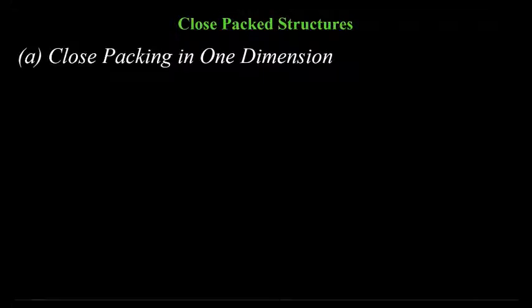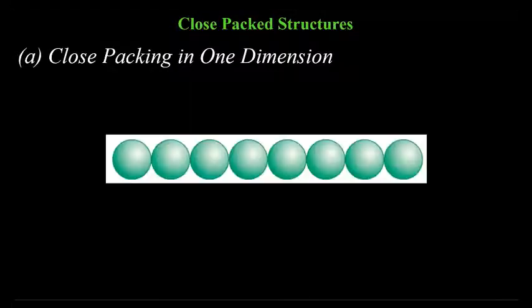Next, closed packed structures. Let me see the time first. We have closed packing in one dimension. Obviously, we will be talking about closed packing in three dimensions. One dimension, two dimension is just for understanding the three dimension, because otherwise it becomes complex to understand the structure. Closed packing will look like this, that all atoms are placed side by side in one direction.